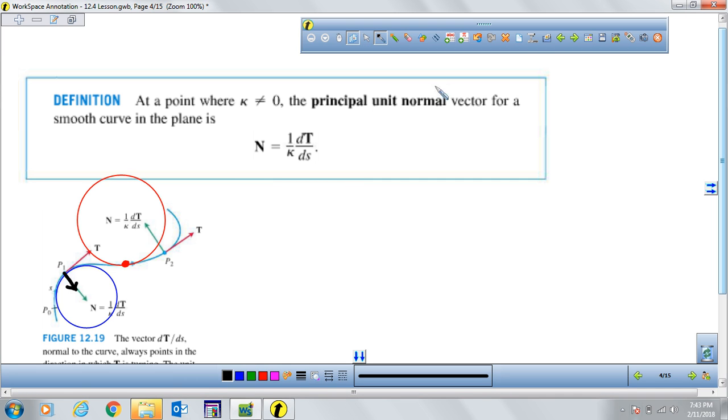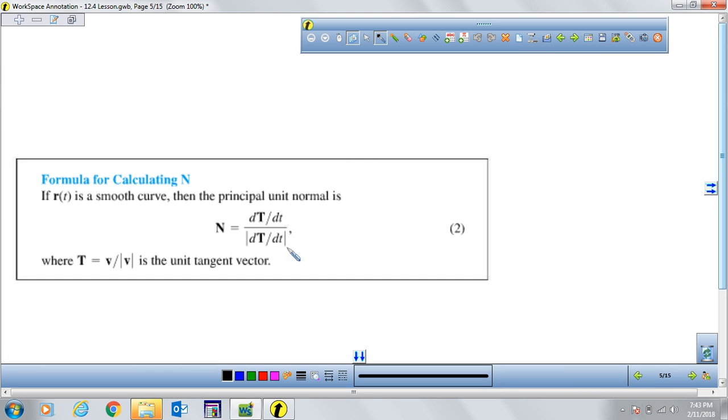Okay. Now there's another formula to represent the normal vector. The normal vector is 1 divided by the curvature times the derivative of the tangent vector. But another way of representing the normal vector in terms of the parameter t is basically the derivative of the tangent vector divided by its magnitude. So this will be the best way of representing that normal vector. And remember, the derivative of the tangent divided by its magnitude will be representing a unit normal vector.